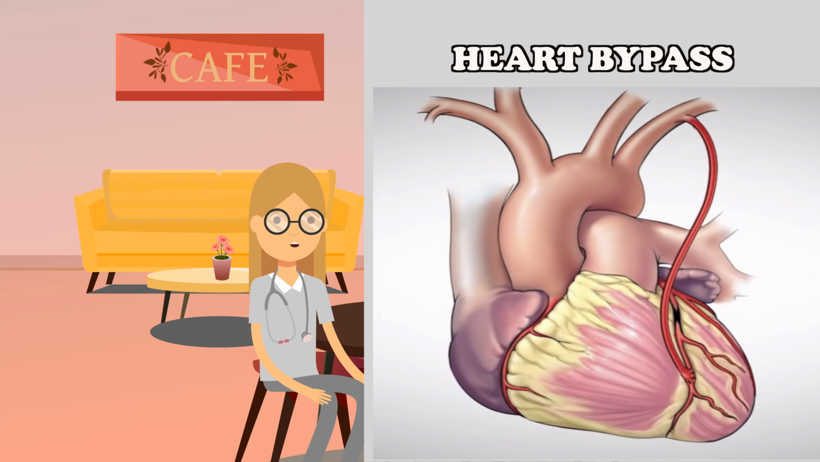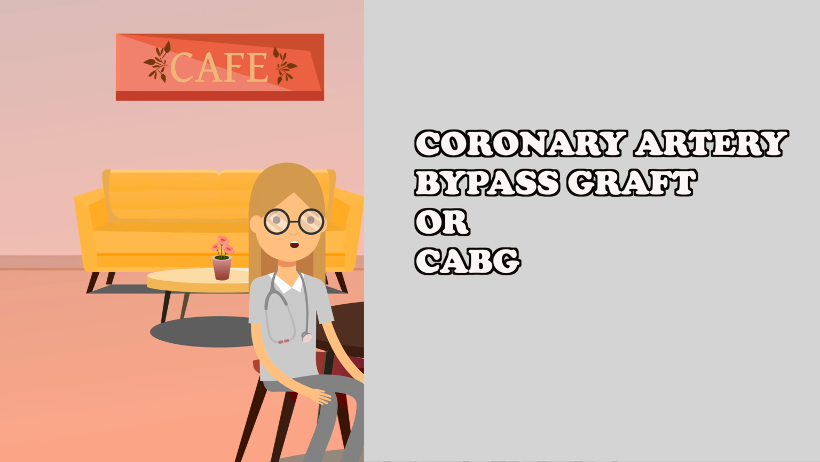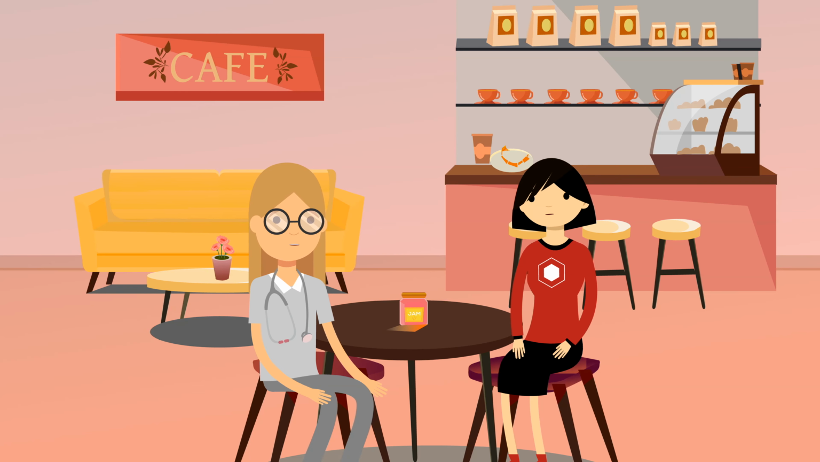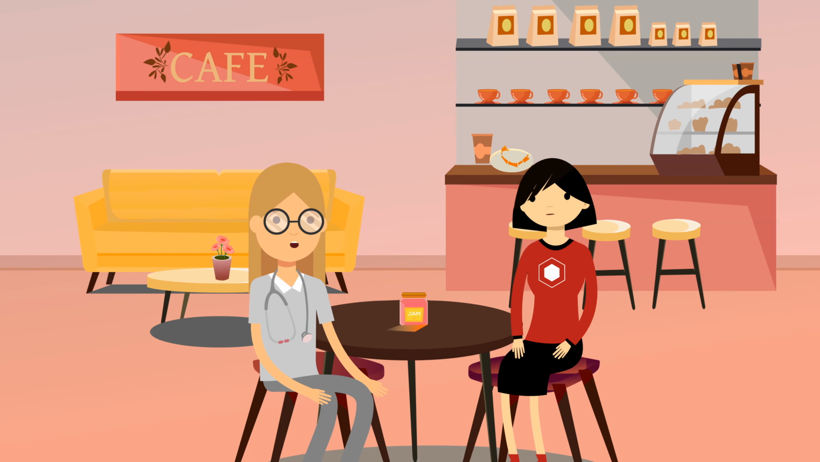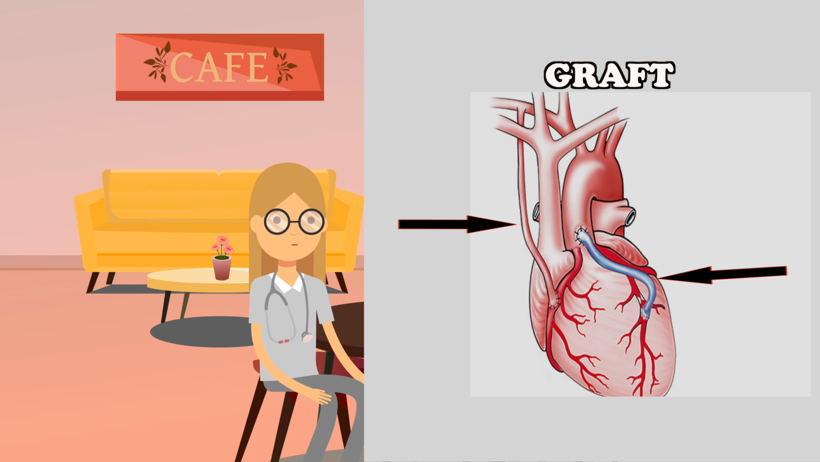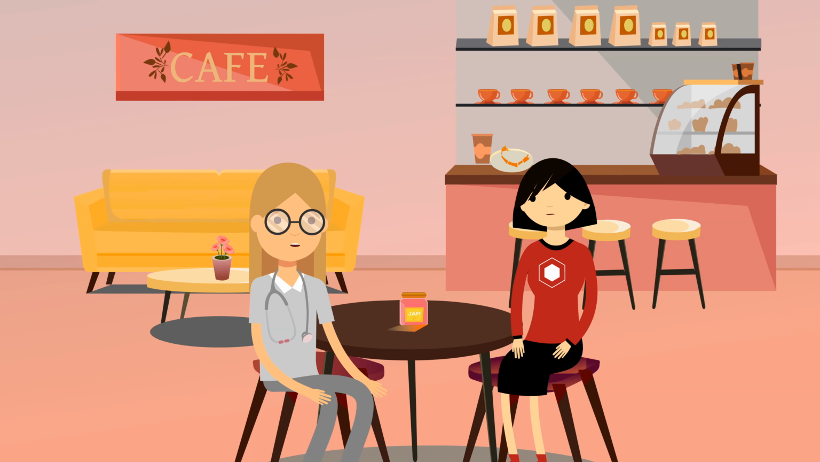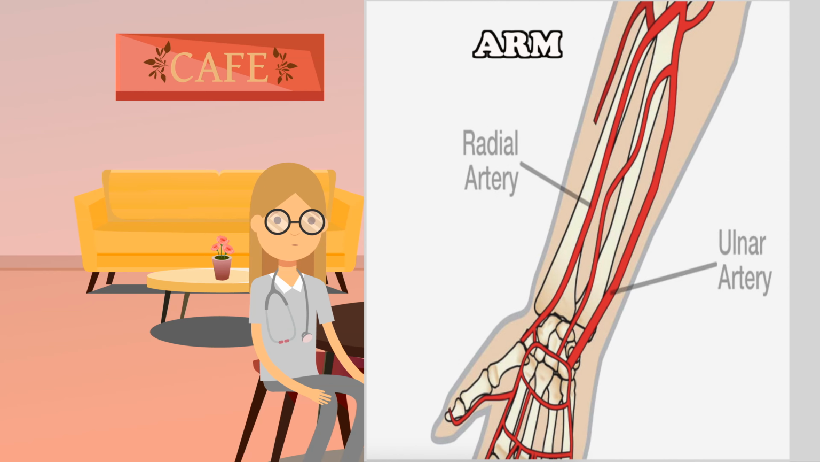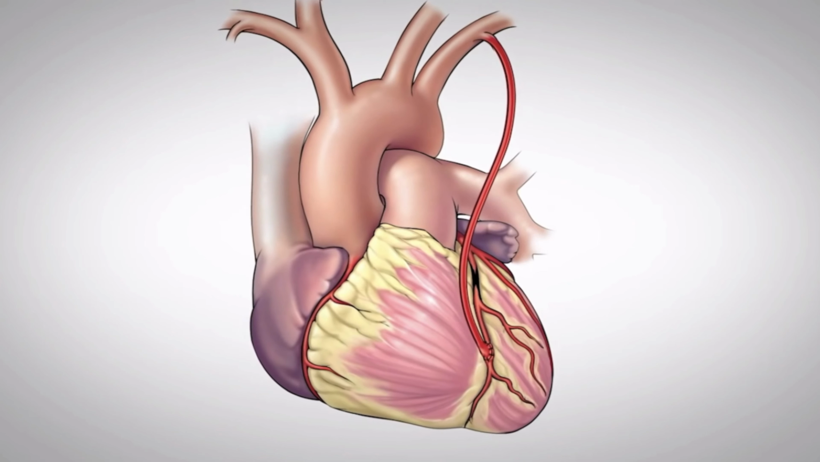Heart bypass surgery, as commonly known, is a coronary artery bypass graft, or CABG. It is a surgical procedure to treat severe coronary artery disease. It restores normal blood flow to the heart by bypassing the blocked artery. This is done by using a healthy blood vessel called a graft. The grafts usually come from the person's own arteries and veins, located in the chest, leg, or arm. The graft creates a new pathway to carry oxygen-rich blood to the heart.